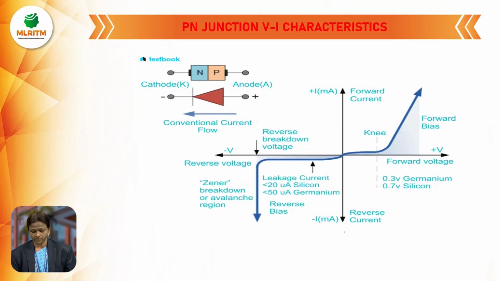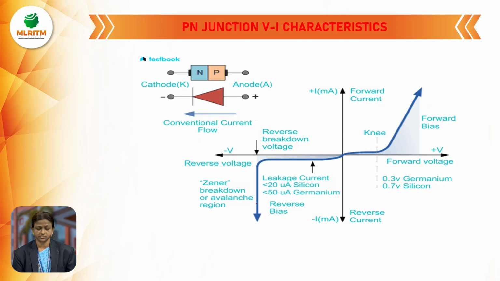on negative y-axis, as negative VR value increases, IR value also increases up to a certain point. From this point onwards, as VR value increases, IR value is constant. Reverse current value is constant. This current is known as reverse saturation current. This is denoted as I naught.